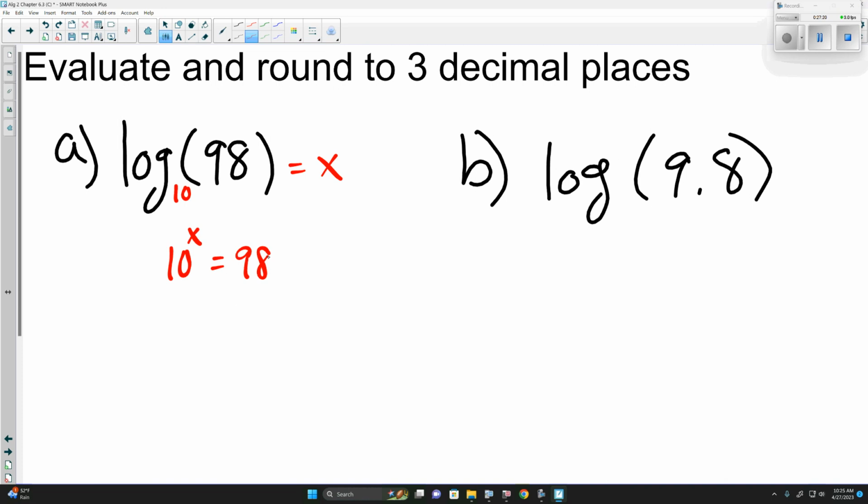So now log of 9.8. 9.8 is just under what? 10. What power of x would give us 10 for 10 to the x? 1. 10 to the first is that. So log of 9.8, the value should be what? Just under 1.